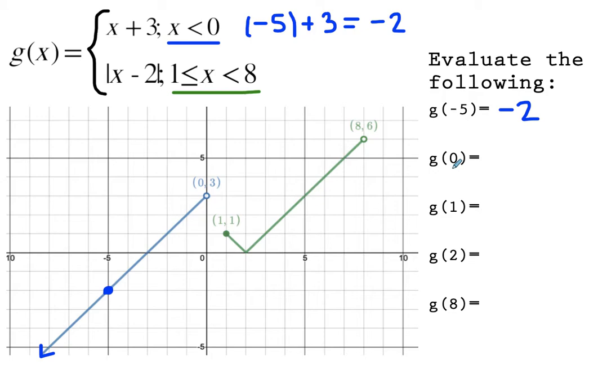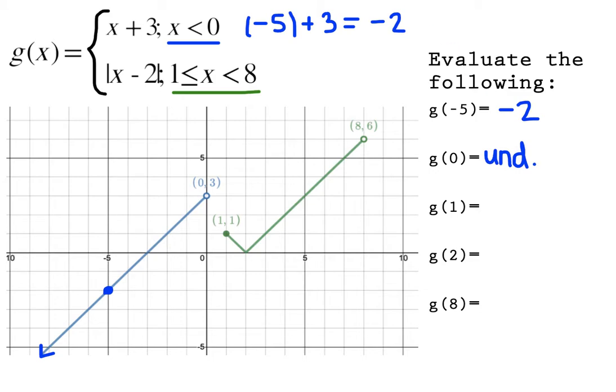So let's look at 0. What domain does 0 fit into? Is 0 between 1 and 8? No. Is 0 less than 0? No. So notice that this is x is less than 0, not x is less than or equal to 0. So g is not defined at 0, and we can also see this by my open dot here. Since I have an open dot, that means that g is actually undefined at 0.